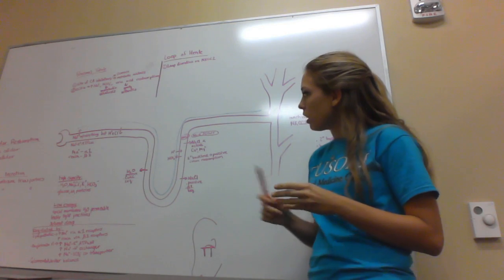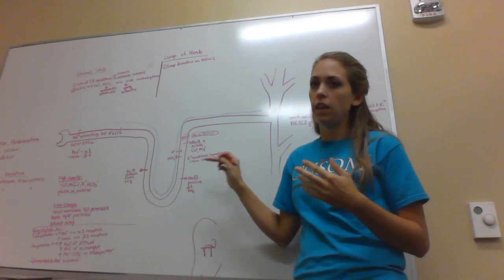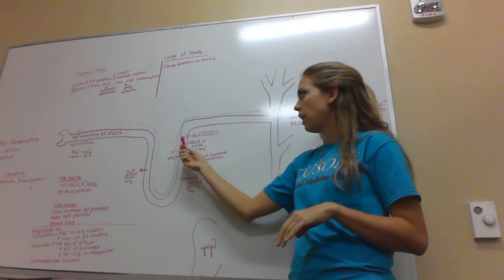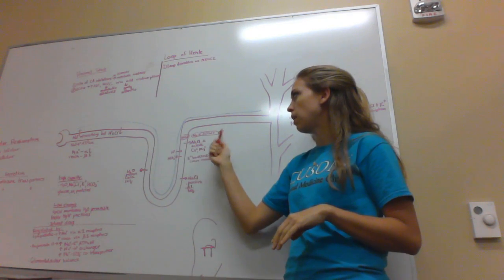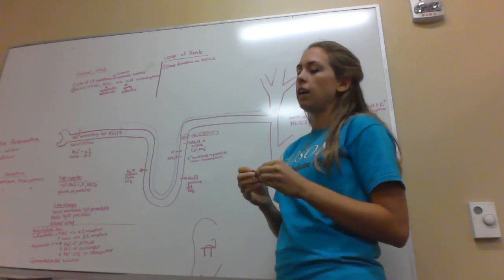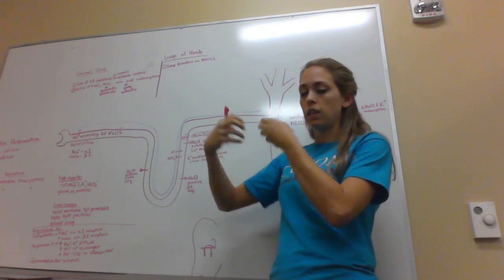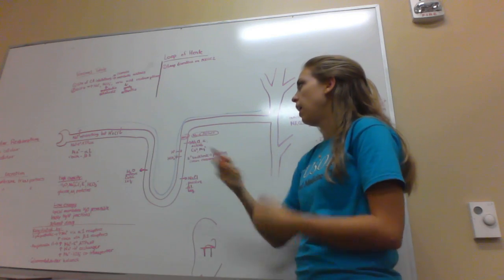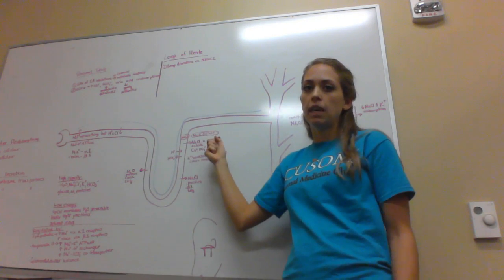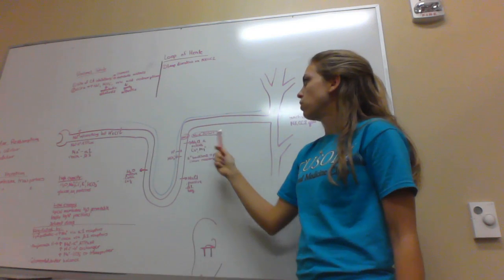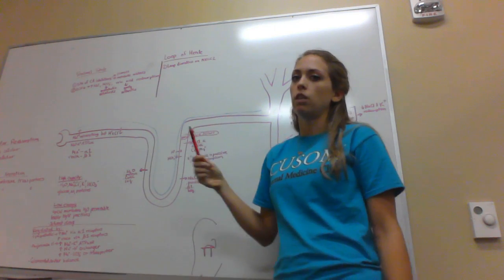So it's important to note that the main transporters here are the NKCC2 and the sodium potassium ATPase. And the NKCC2 is on the apical membrane, so it's on the inside of the tube. And then the sodium potassium ATPase is on the basolateral membrane, so it's on the outside of the tube. And those are the two main transporters on the thick ascending loop.